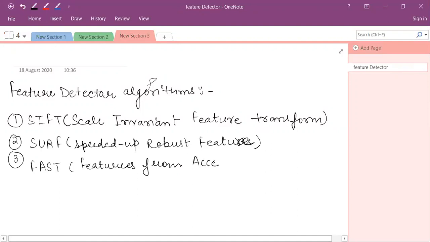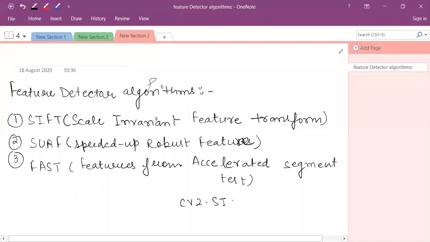We will see all of these algorithms one by one, because these three algorithms are widely used in the implementation of augmented reality applications. Using the Python library, you just have to call something like cv2 dot sift and pass the parameters inside. If I jump directly to augmented reality, you will ask me what SIFT is. That's why I am telling you this in our lecture.